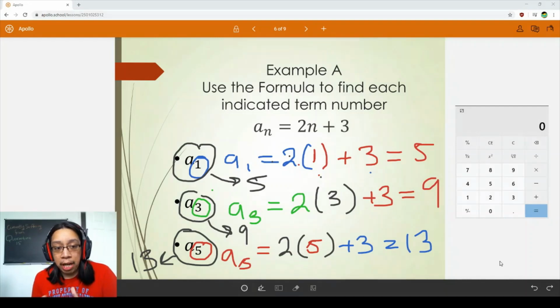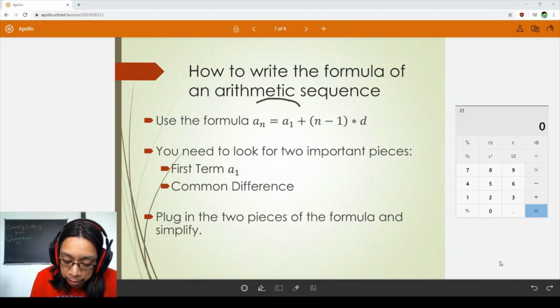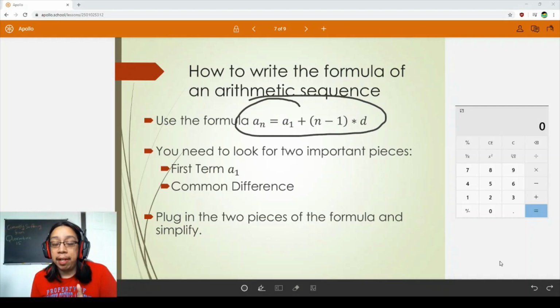So let's think of the opposite. Let's think about situations where, what if they already give you a list of numbers? What if they want a formula out of it? Let's keep it super simple. Let's think about what we have to do here. If you want to write a formula for that sequence, you have to keep in mind that we're going to be using the formula that we saw at the beginning, this guy.